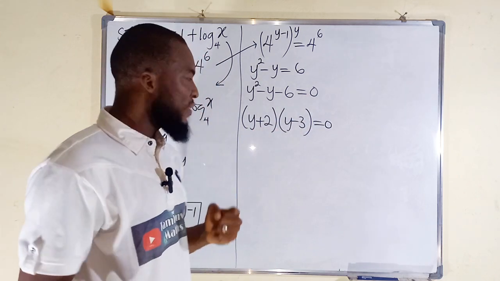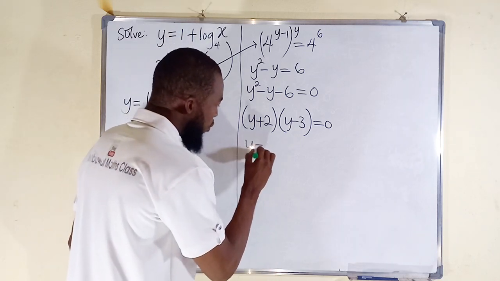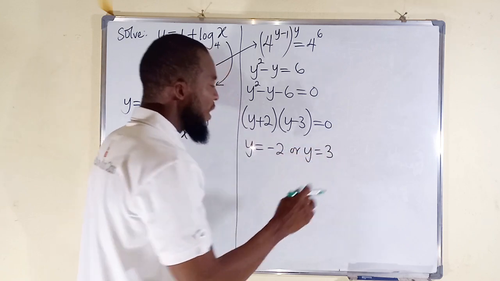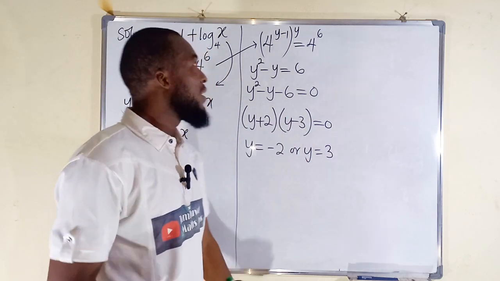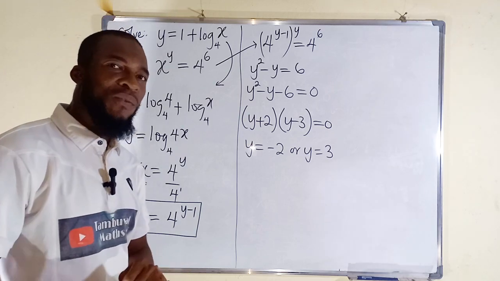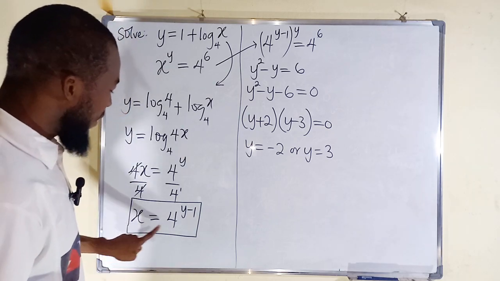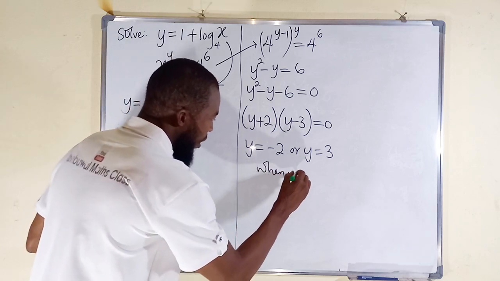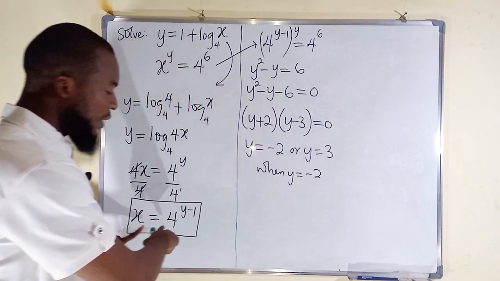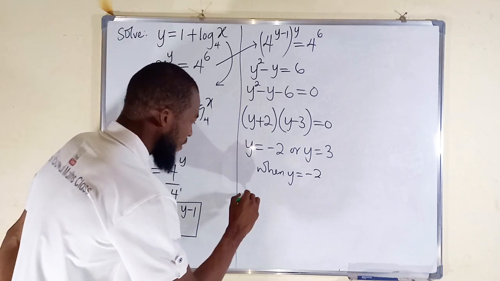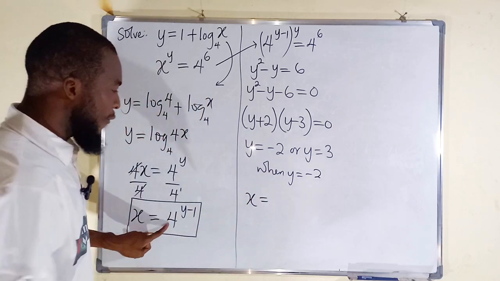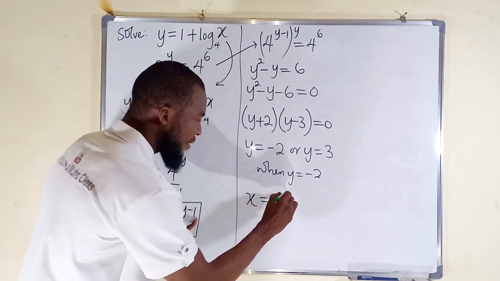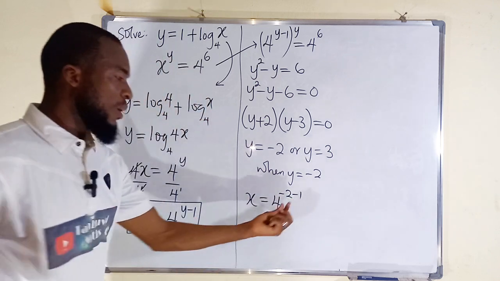Setting each of these factors to 0, y could either be negative 2 or y equal to positive 3. And hence, these are the values of y in this equation. So what about the values of x? Remember this equation, x is equal to this. So when y is equal to negative 2, plug it here to get the value of x. x will be 4 to the power of y minus 1.